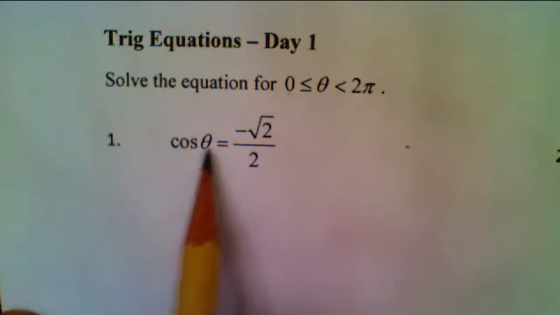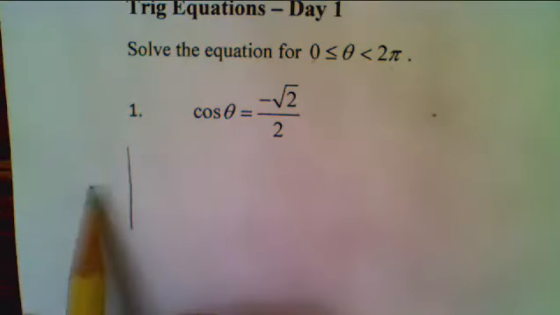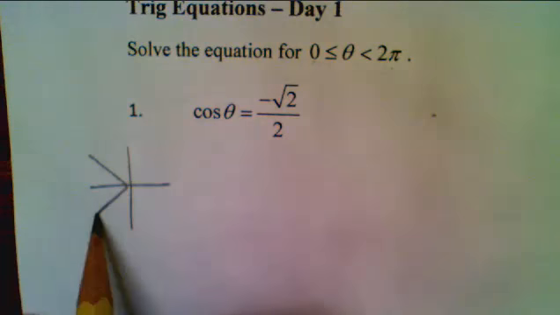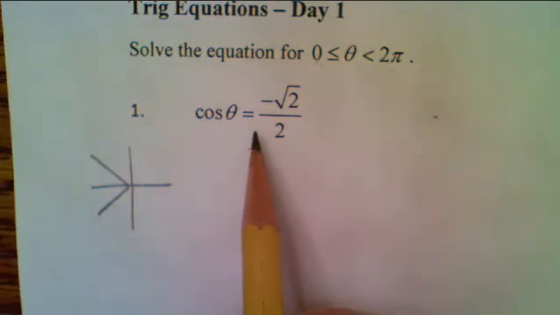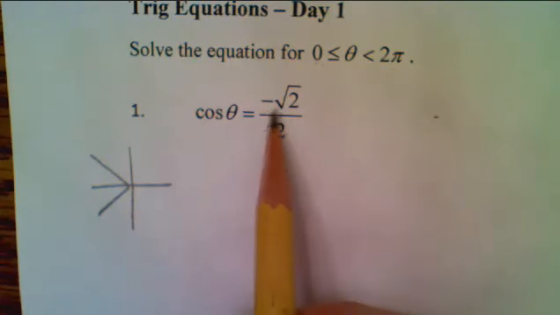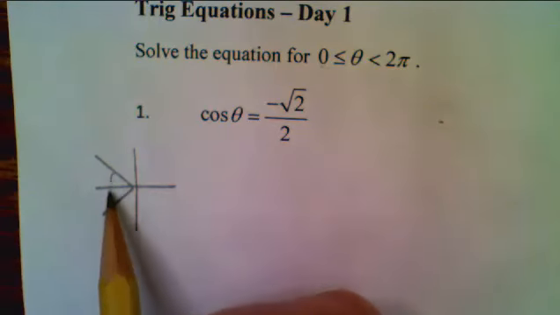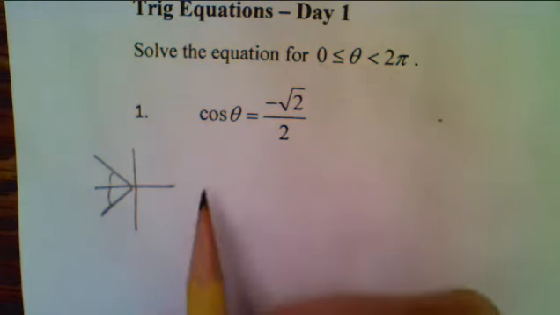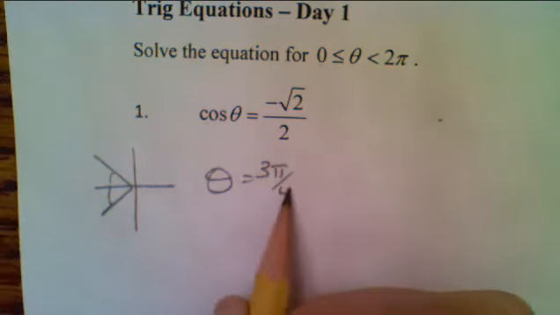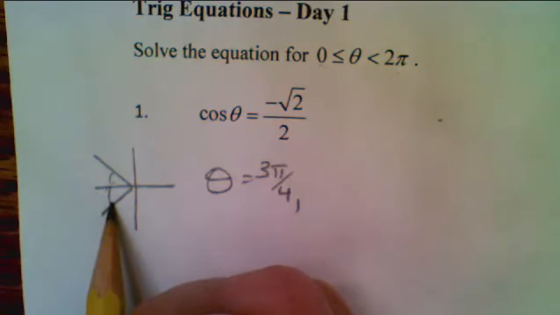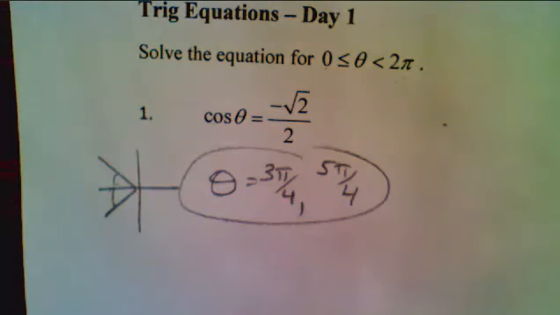So when I see cosine theta equals negative radical 2 over 2, I need to think about where the cosine is negative, first of all. So cosine's negative in those two quadrants. What's the reference angle that has a cosine, an x value, of radical 2 over 2? Well, that's at pi over 4. So if the reference angle is pi over 4, what are those two angles? We would have 3 pi over 4. And then this one would be pi plus pi over 4, so that would be 5 pi over 4. That's it. That's all there is to that one.